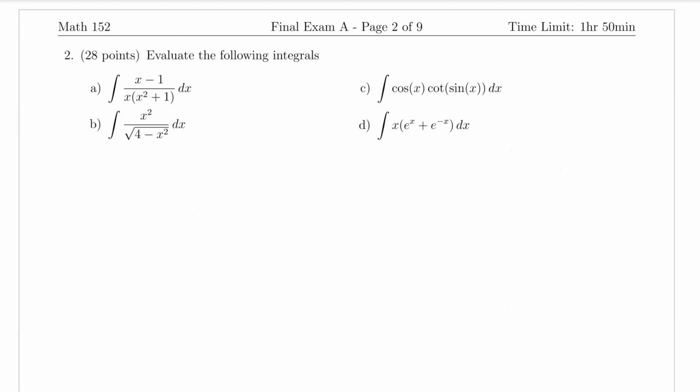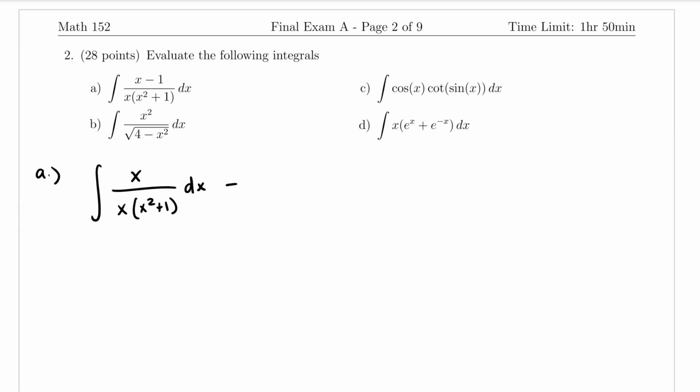Question 2 says, evaluate the following integrals. In part A, we have the integral of the numerator x minus 1, and the denominator is x times the quantity x squared plus 1, and then on the outside we have dx. So what I want us to do to start off is split this up into 2 integrals. My numerator is a binomial.